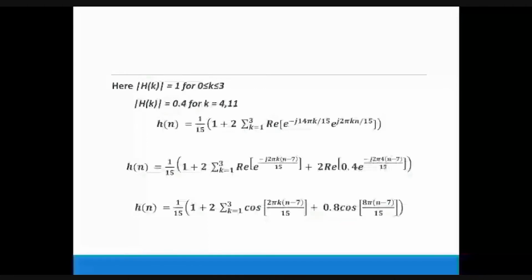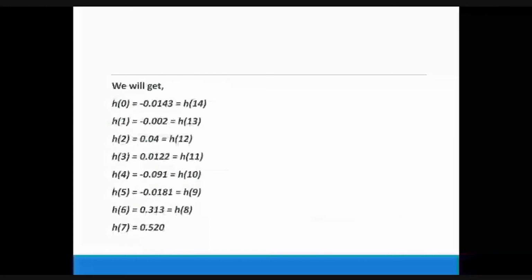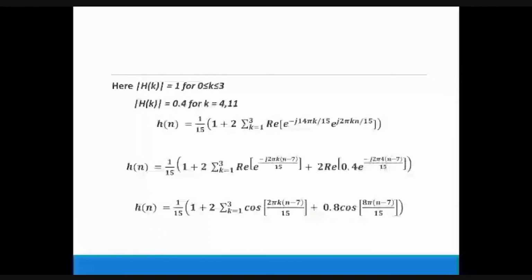So here instead of k, I am writing the value 4: 2 pi k, 4 in bracket, n minus 7 by 15. When you multiply this 2 and 4, you are getting 8 pi, n minus 7 by 15.